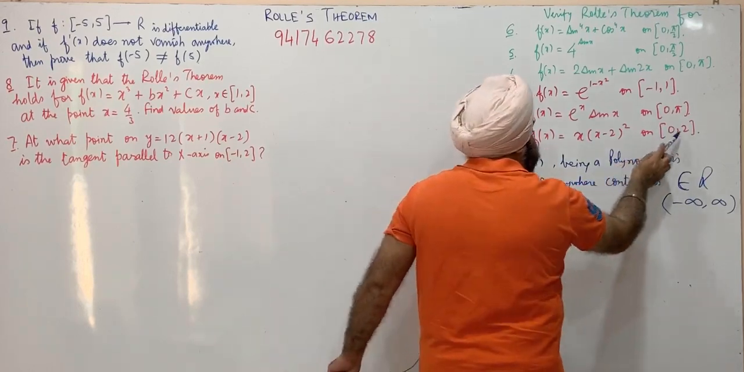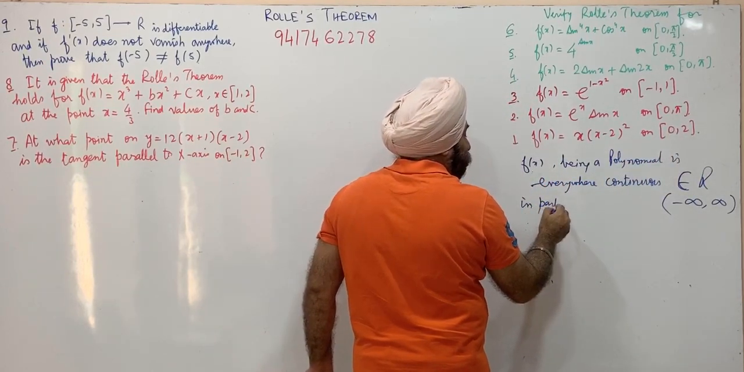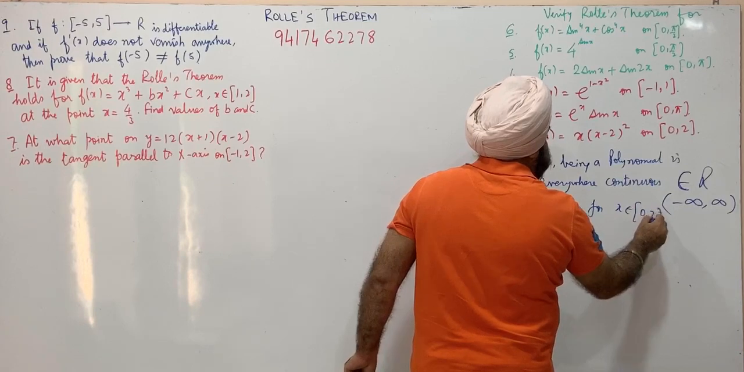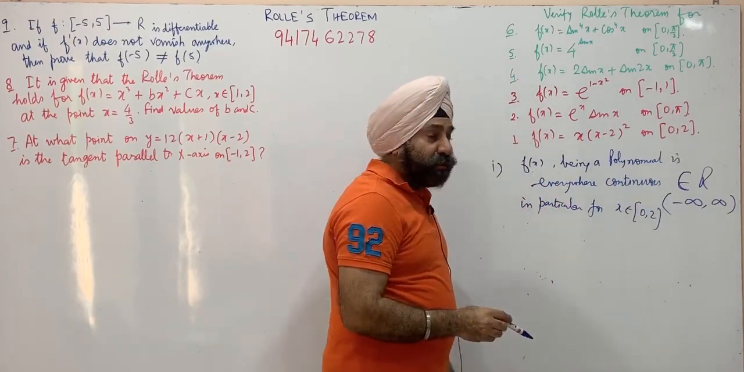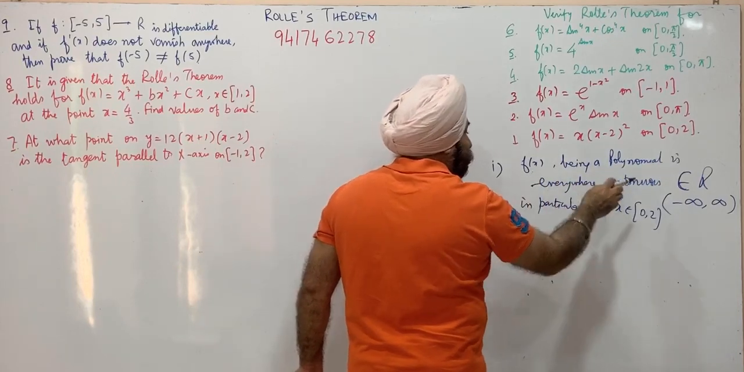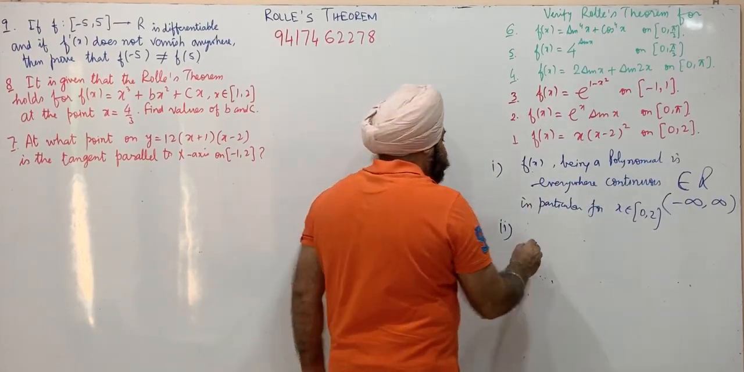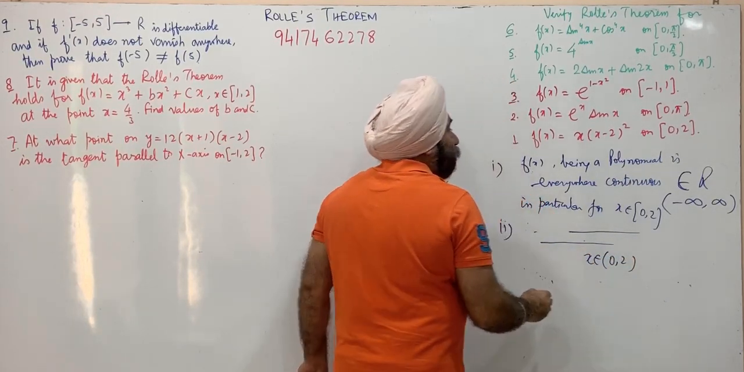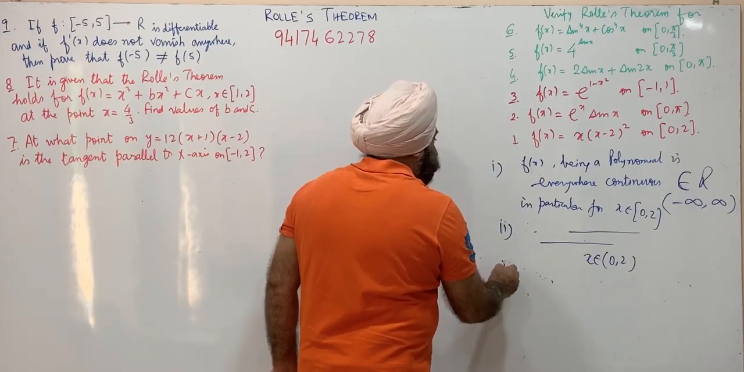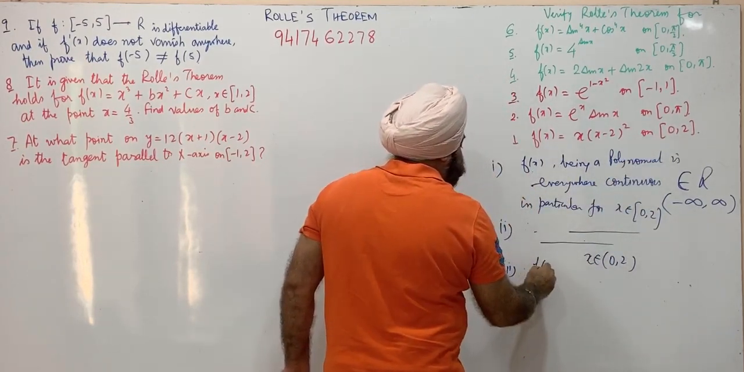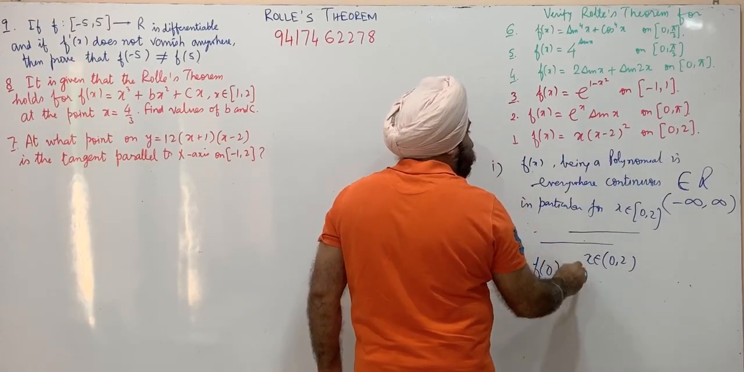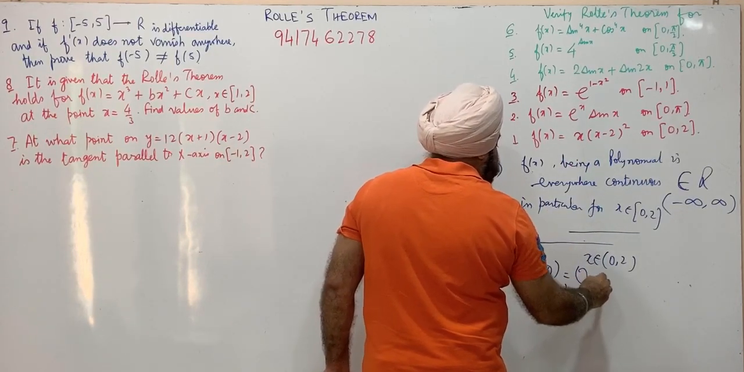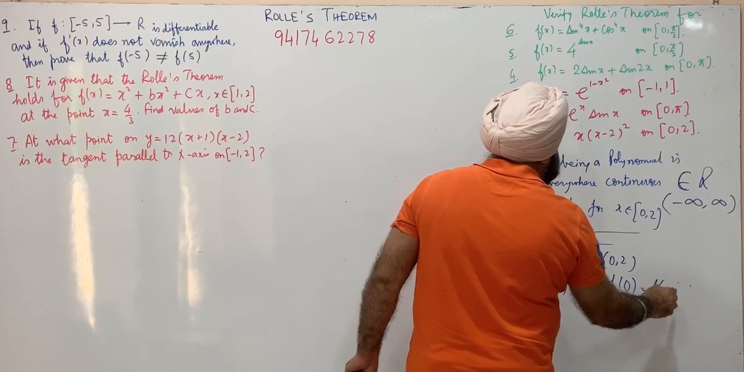But in the question the interval is 0 to 2, so we write in particular for the closed interval from 0 to 2. So we write 1, the first condition. Second, f of x being a polynomial is everywhere differentiable, in particular for the open interval 0 to 2. The third one, we find f of 0, which will be 0 into something, that is 0. Then f of 2, this will also be 0. So we have f of 0 equals f of 2.